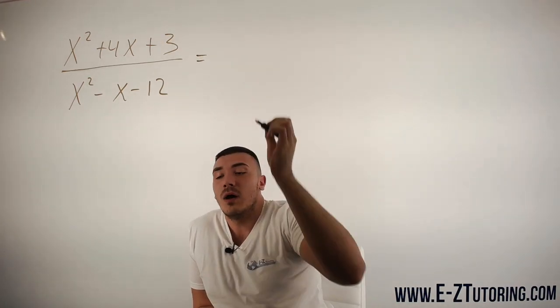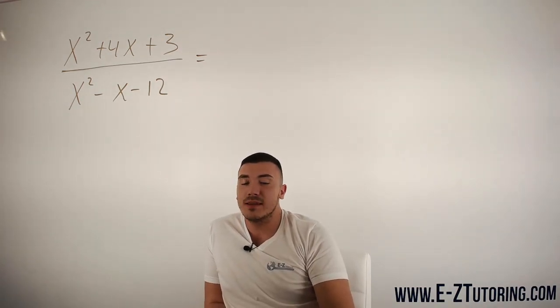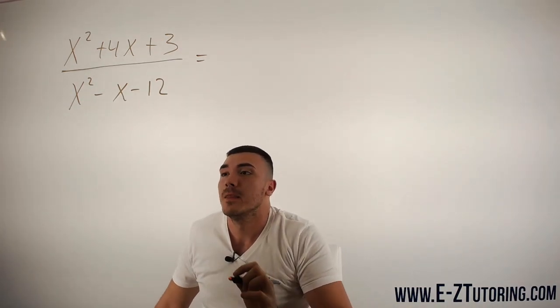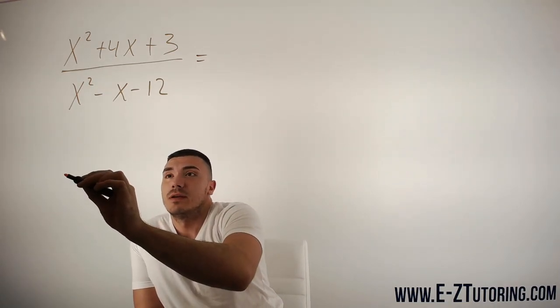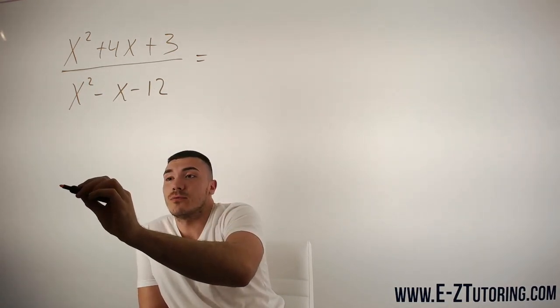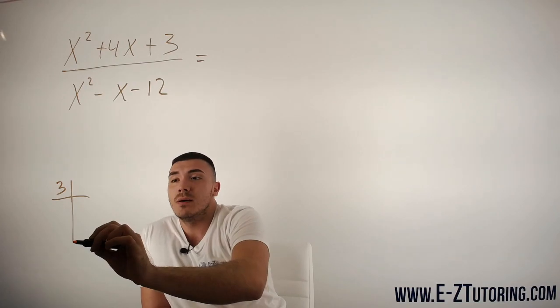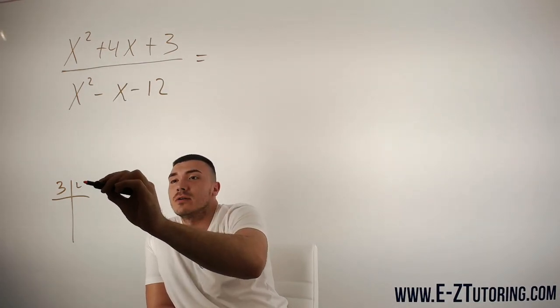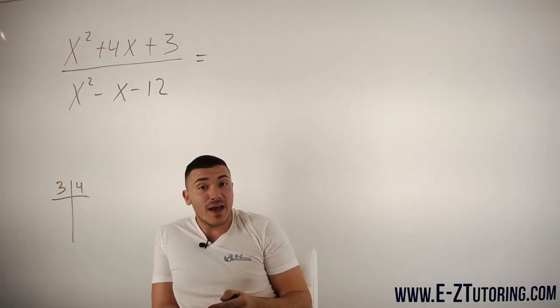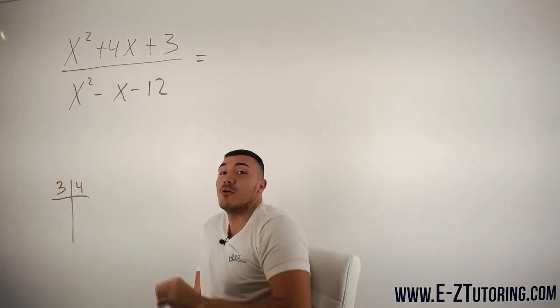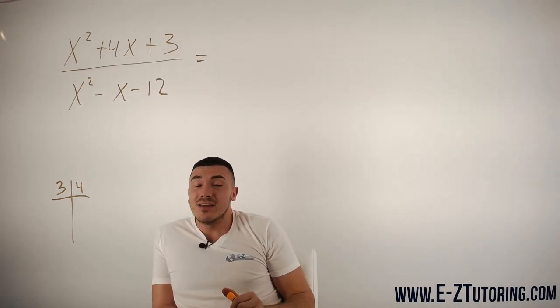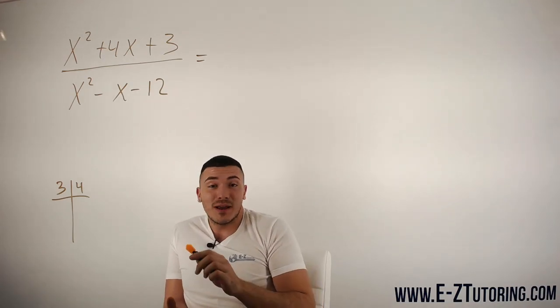So let's go ahead and see what the top simplifies down to. So we need two numbers that multiply to 3, and we need two numbers that add to 4. This is standard for factoring a trinomial when the leading coefficient is 1. You guys can check out my video on this if you're not familiar with what I'm doing.